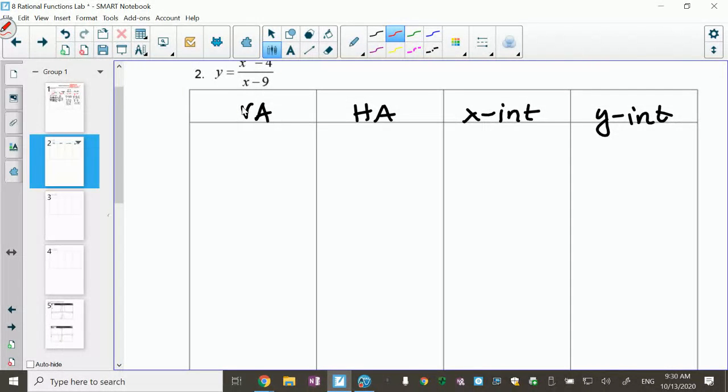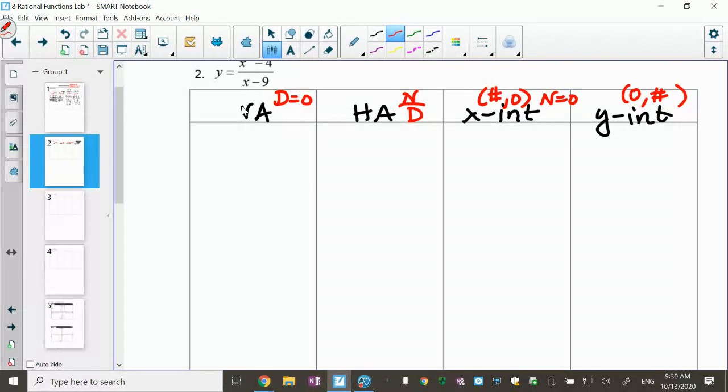Vertical asymptote, just for practice, the denominator becomes 0. This is my 3 rules, numerator and denominator. X-intercept is a number 0, which ends up being my numerator I'm really putting equal to 0. And my y-intercept is 0. I would suggest that you do that for a while to get practicing this, okay?